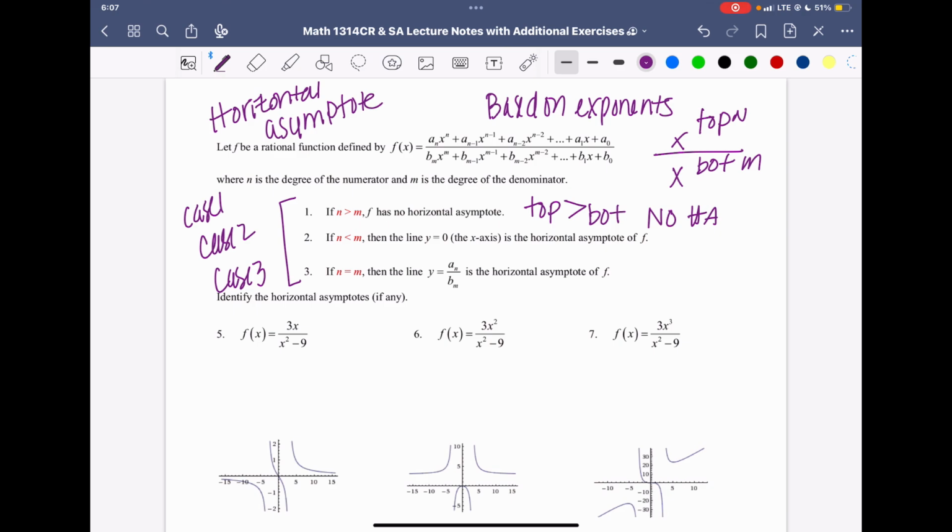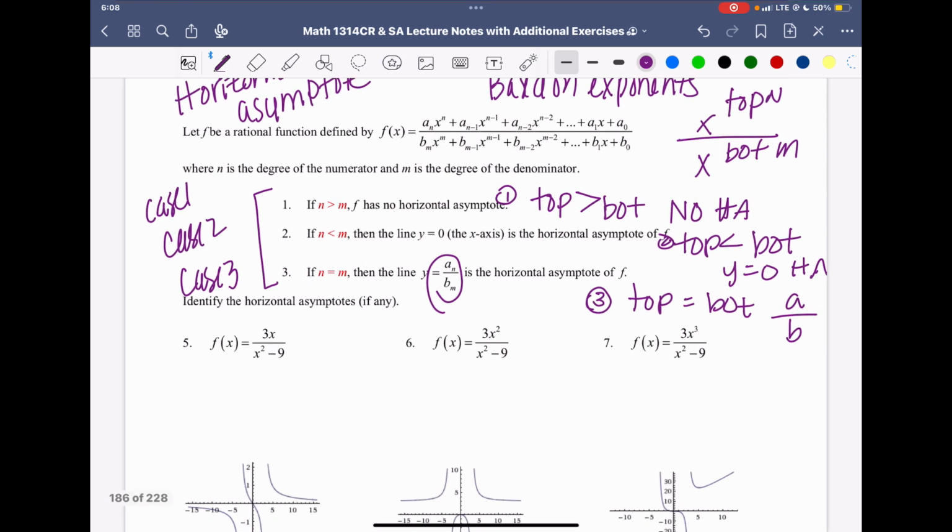For the second one, let's see what it says. The top is less than the bottom. So that means your y equals 0 is your HA. So this is 1, 2, and then the third case says that they're the same. So the top exponent equals the bottom exponent. And that means it's going to be a ratio of the coefficients of the leading term.